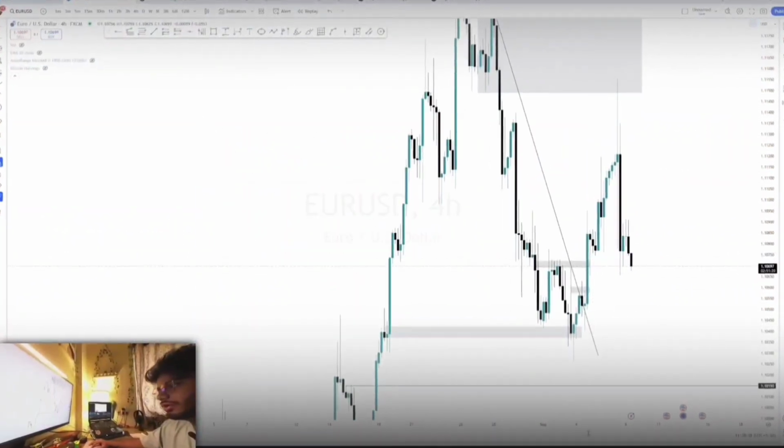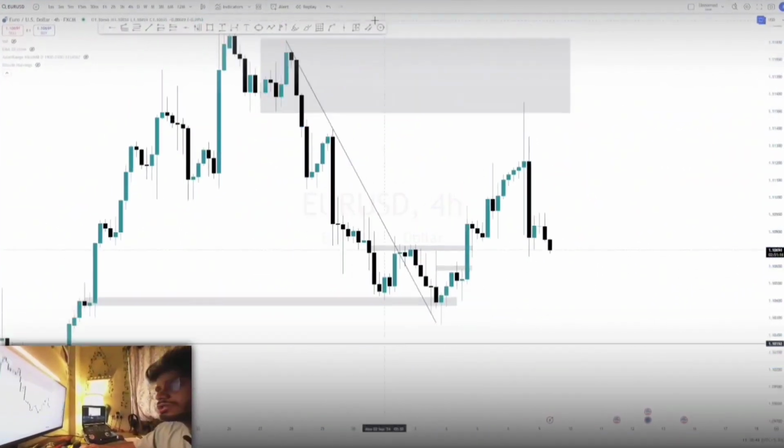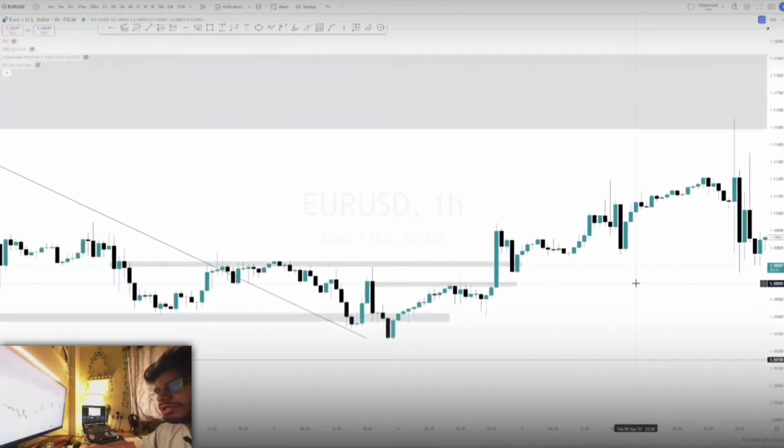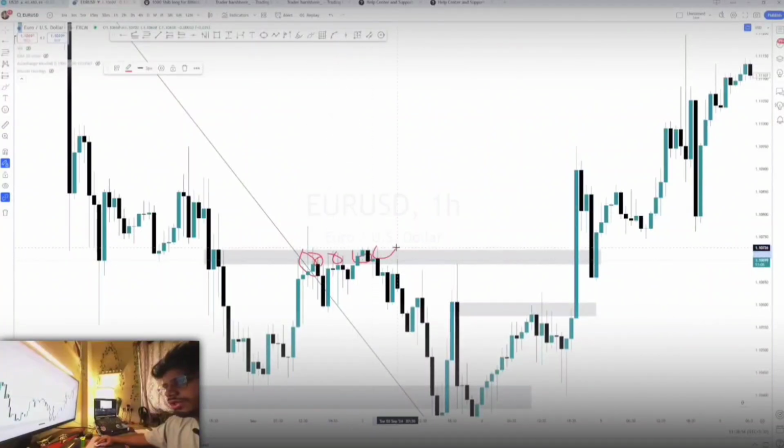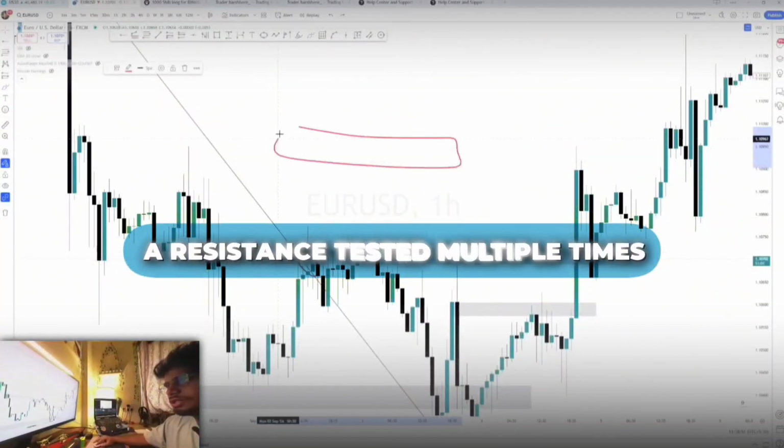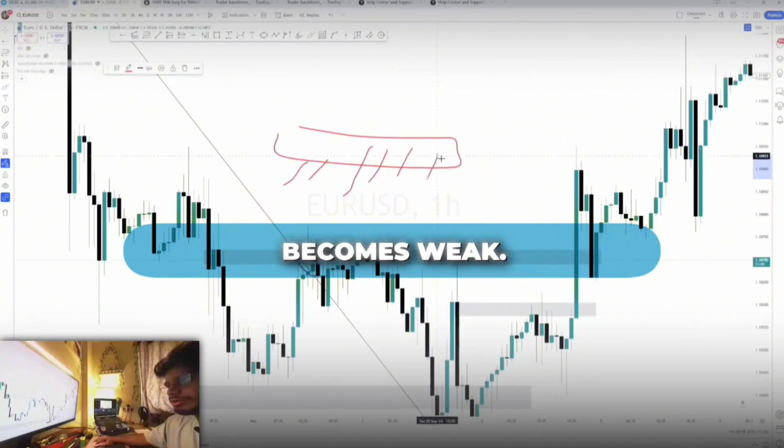First, this trend line was here, this trend line was here, like this. So resistance has already been used so many times. If you'll see, this was the 1 hour resistance. I mean, look at the number of times it has been tested. I mean, I can't even count this. And you know, whenever a resistance is being tested multiple times, it means it becomes weak. That's one of the facts.